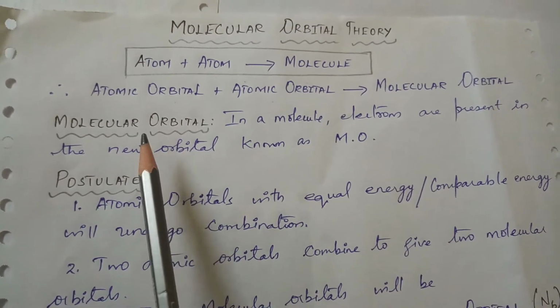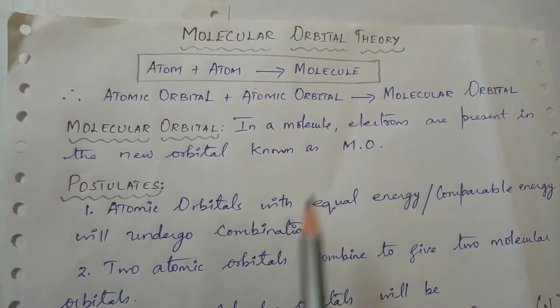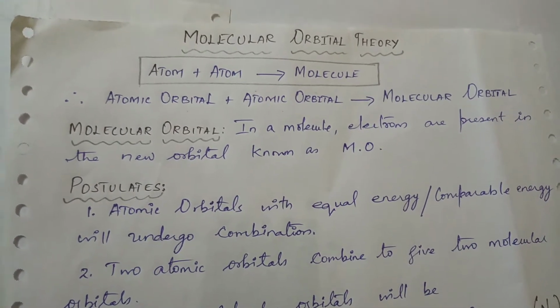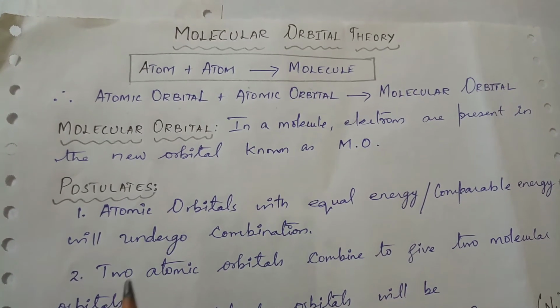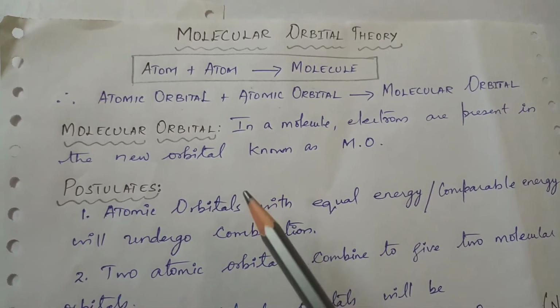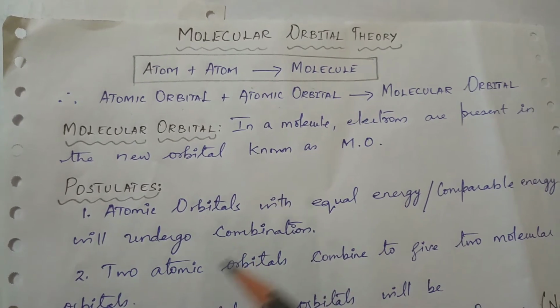Yes, so here is the definition for molecular orbital. In a molecule, if the electrons are present in a new orbital, then it is known as a molecular orbital, right? Okay, and now we know what a molecular orbital is and what the postulates are.